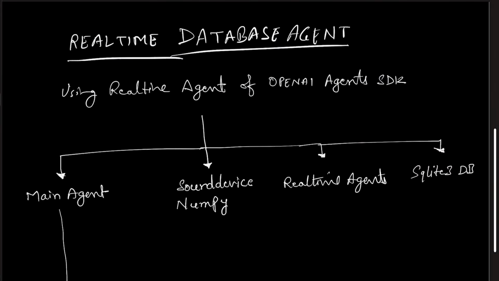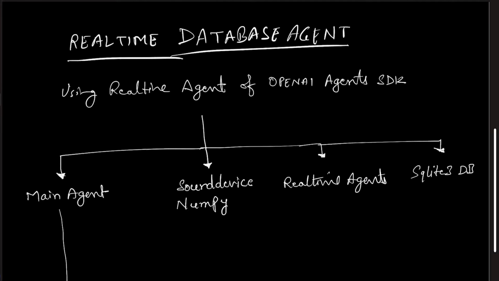Now, to understand what we are going to learn in this video, check out this flow diagram. For our real-time database agent, what we are going to use is the real-time agent from the OpenAI Agent SDK. Now again, if you don't know about the OpenAI Agent SDK, check the link in the description for 2 hours of OpenAI Agent SDK course from beginning to advanced level, covering every topic.